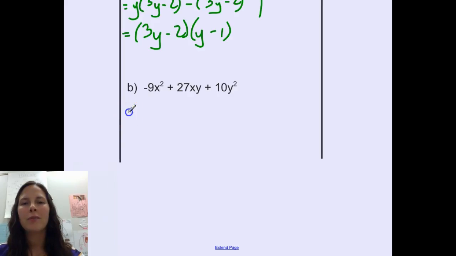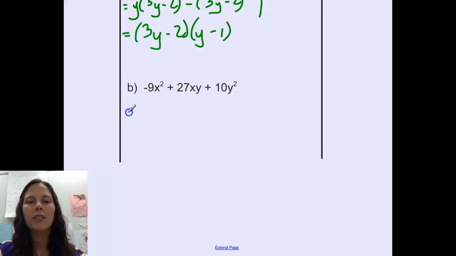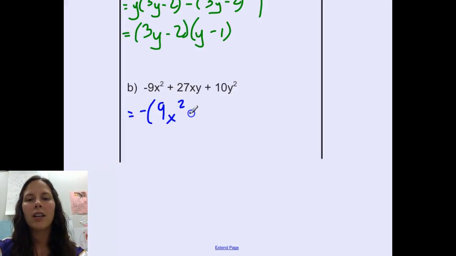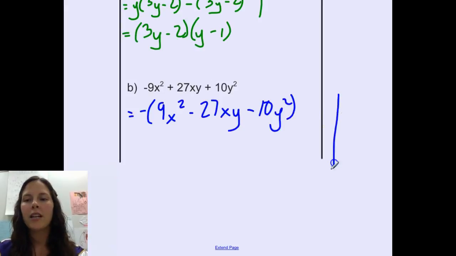For this one, I notice that my leading coefficient is negative. Once you factor, it just looks kind of messy to have that negative be the first thing inside the parentheses. So I'm simply going to factor out a negative from each of these. It's not wrong if you don't. I just think that it looks neater, so I like to do that. Now we can go on with our AC method.